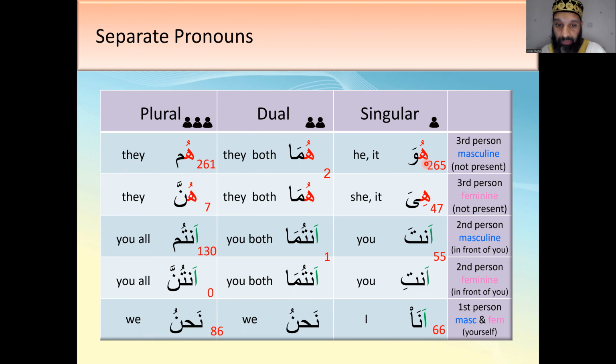Yes, one important thing, look at all the third persons. When you're talking about somebody who's not here, third person, they all start off with ha. Second person all start off with the alif, and even the first person here. So that's one way to know. If you see huma, hum, hunna, it's talking third person. You just got to know which one it is. And if you see anta, antuma, antunna, anti, you know it's talking second person. So again, it's just practice, practice, and practice.